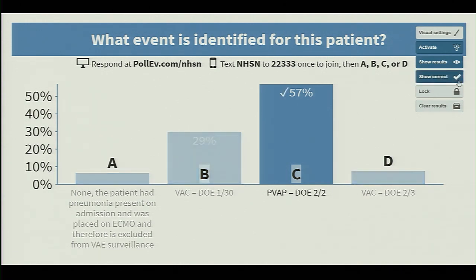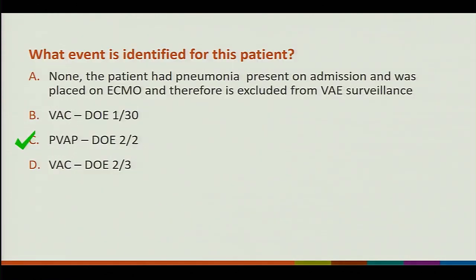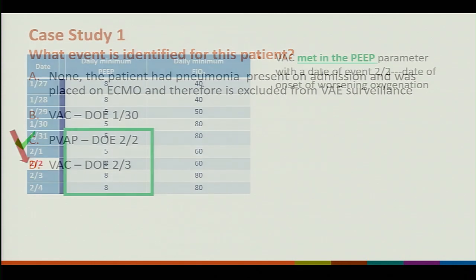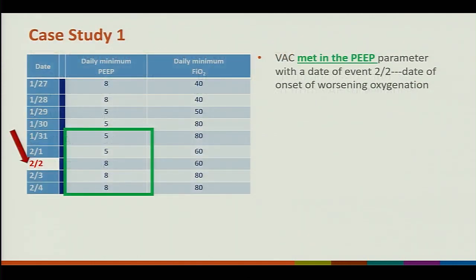All right, the answer is C. The majority of you who answered did get that correct. That's a good sign. It's PVAP, date of event 2/2. Now let's take a look at that.